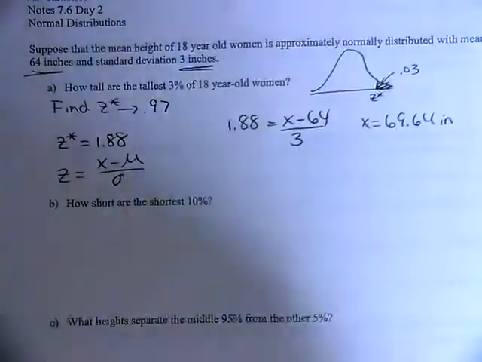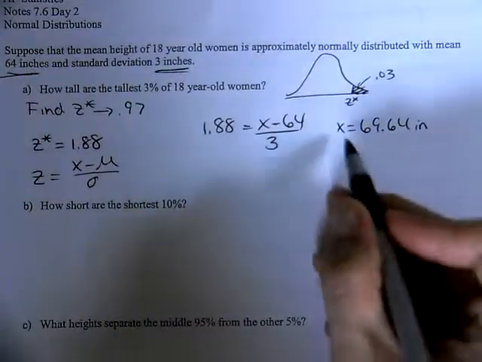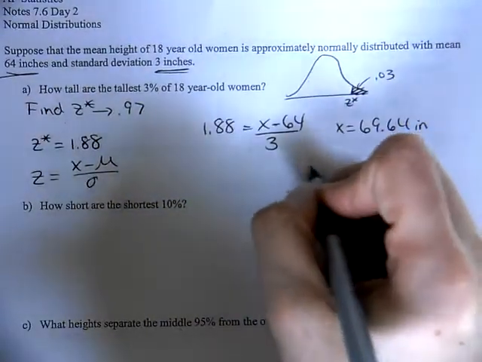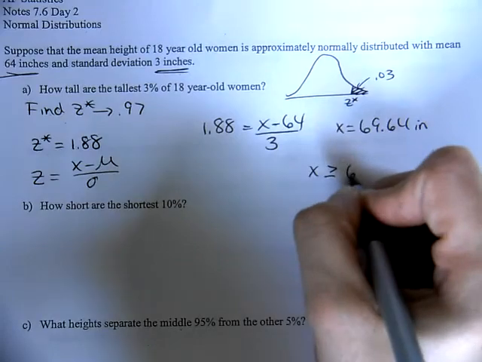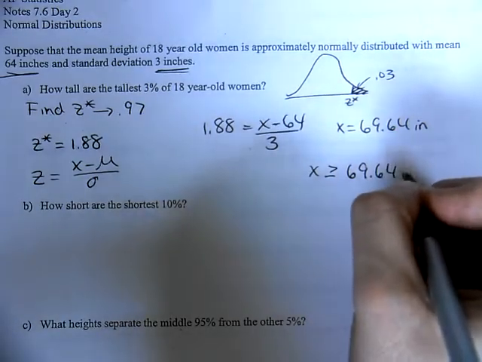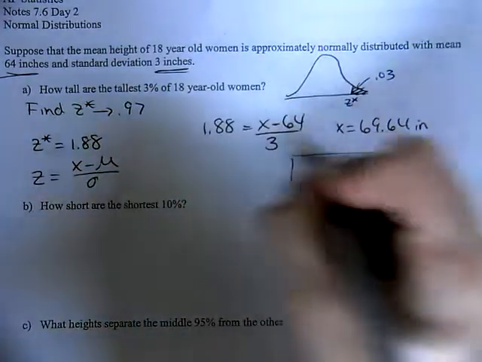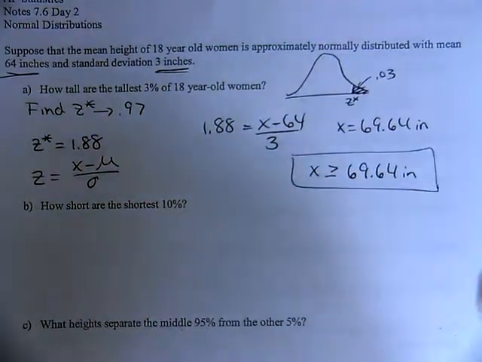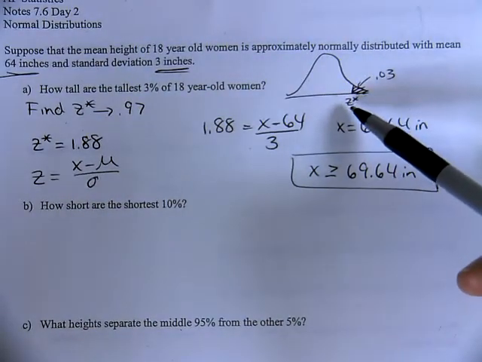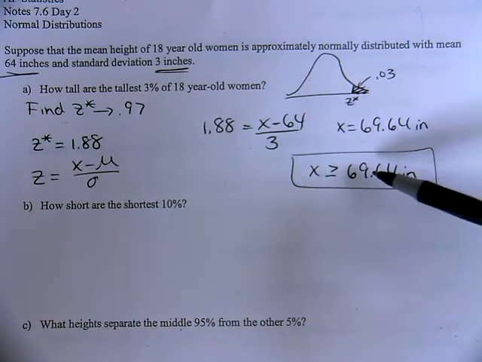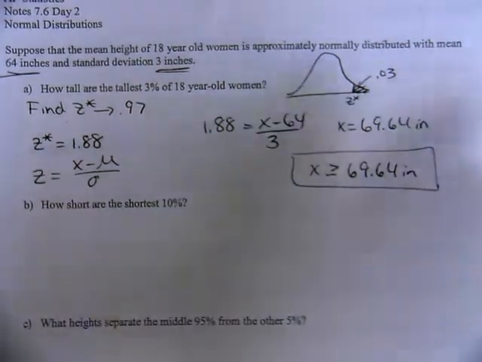But again, we're looking at the top 3%, so it's not a singular number. We're going to say x should be greater than or equal to 69.64 inches. Remember, a lot of the stuff we're not looking at a single value. We're looking at how tall are the tallest 3%? They're 69 inches or more.